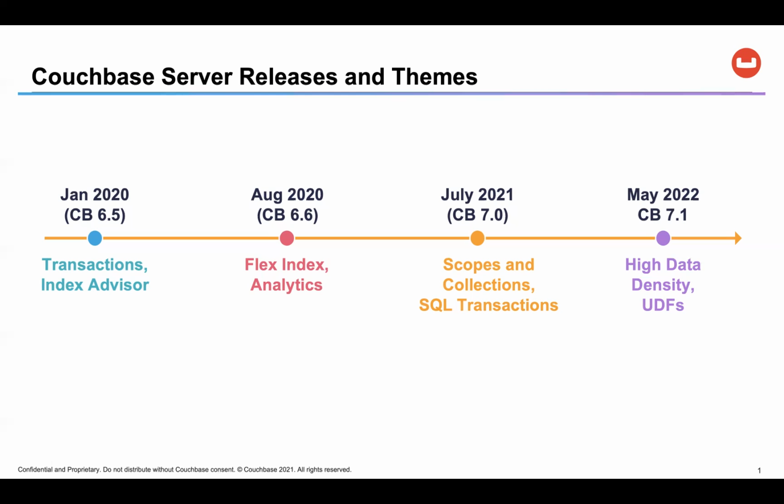7.1 followed in the early part of the summer of this year. Its hallmark feature, I think, was around high data density, really allowing Couchbase to support even larger data sets because each node or instance is able to store much more data per node. We have many customers with data sets measured in terabytes prior to 7.1, so we were always definitely considered a big data solution, but this is really the next big leap for us.